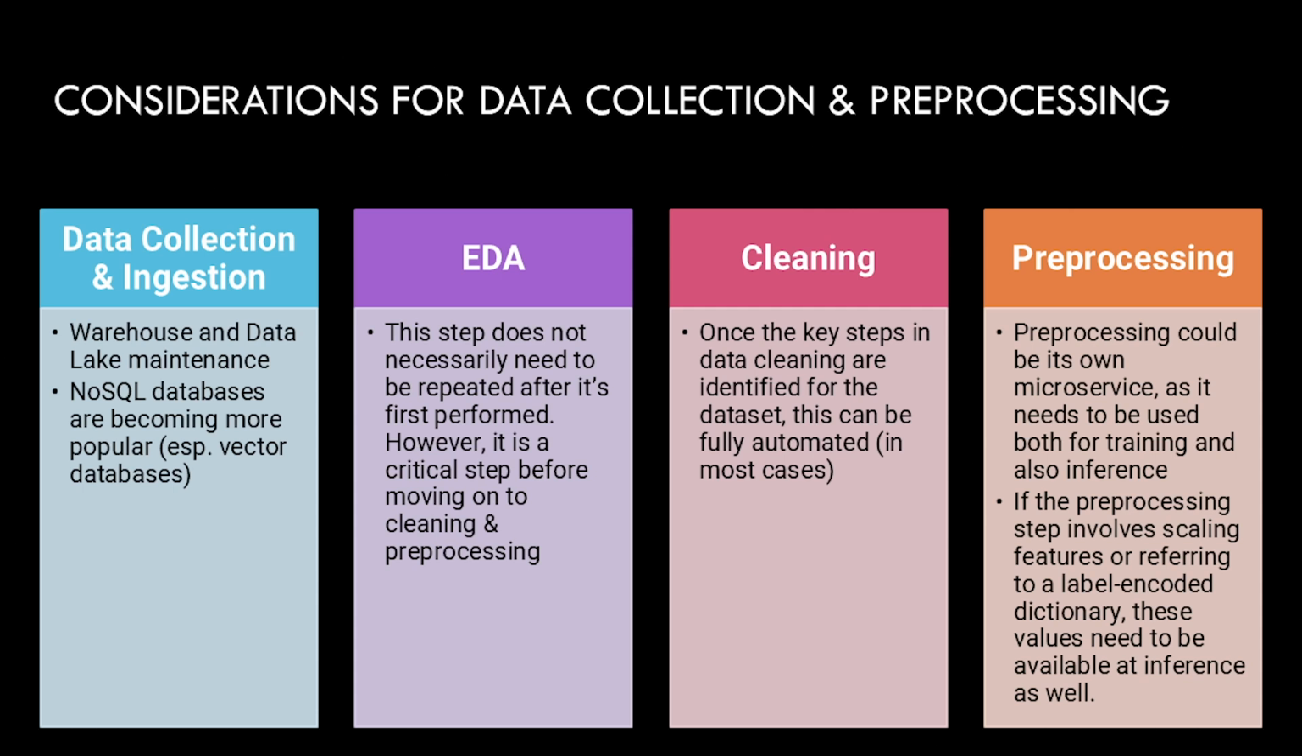If the preprocessing step is going to involve any scaling of features or referring to some data structure like a label-encoded dictionary, then you need to make sure that those values are available at inference as well as at training. That's another artifact that you might need to persist alongside your model and your model weights.